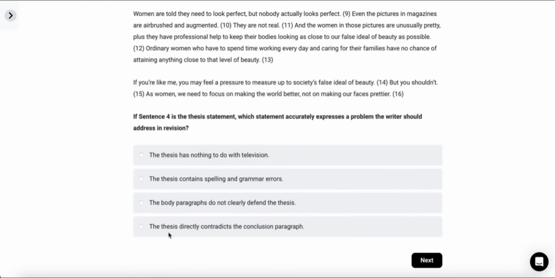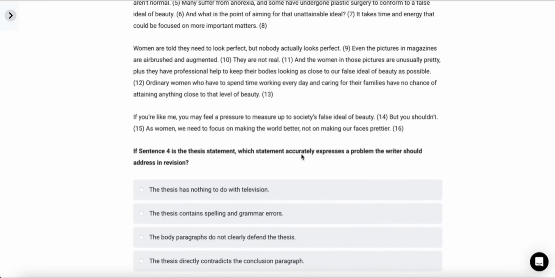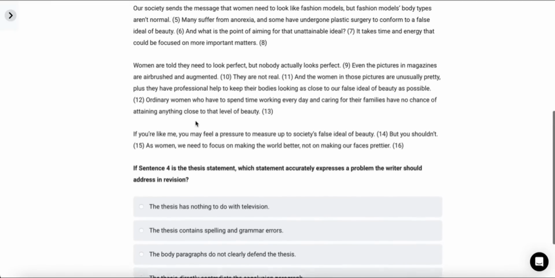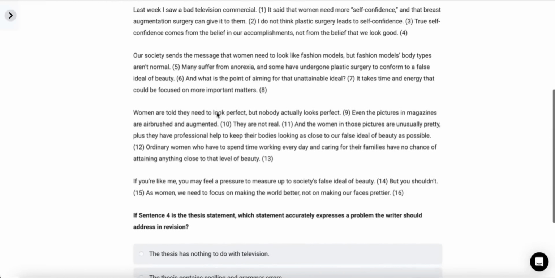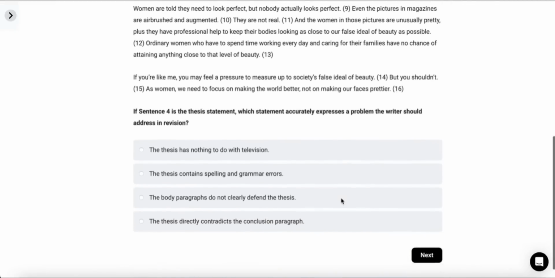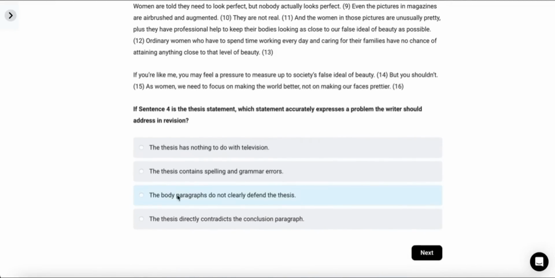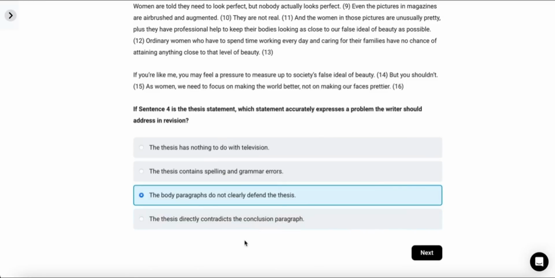And finally, the final answer here is the thesis directly contradicts the conclusion paragraph. Does it contradict it? No, this is not the case. The conclusion of this paragraph is elaborating on the fact that we should believe in our accomplishments and not our appearance. The correct answer, then, is the third one. The thesis is not supported by the body paragraphs, and that's something that the writer can change in a revision.